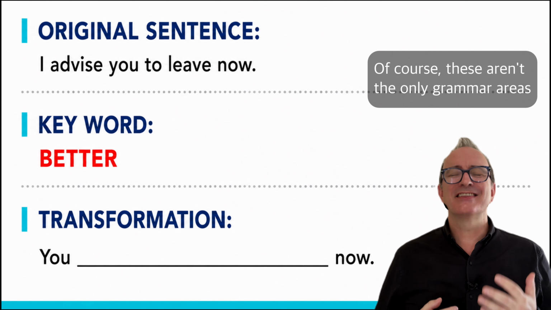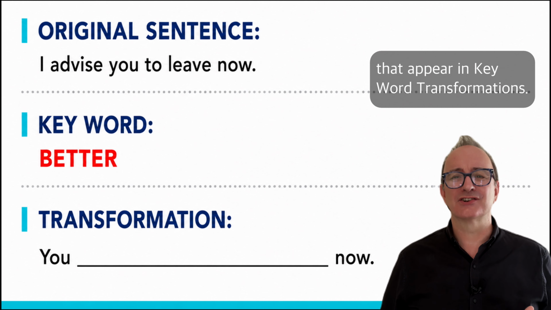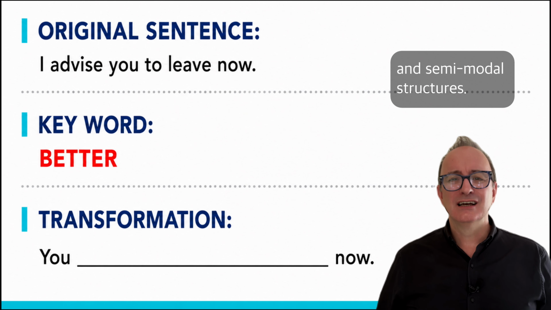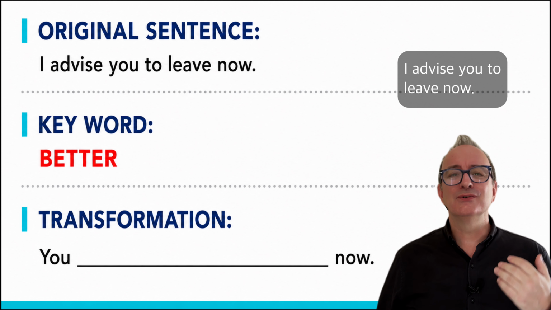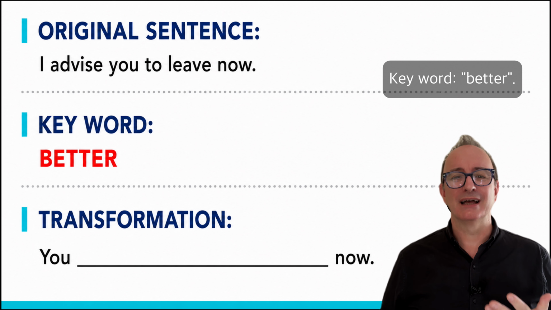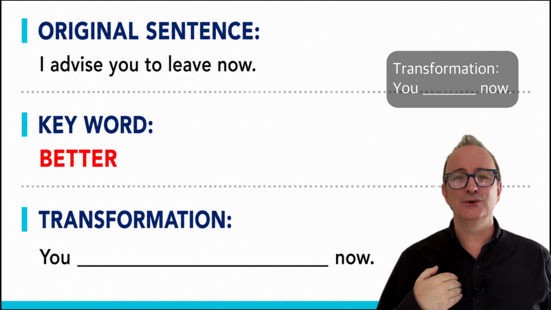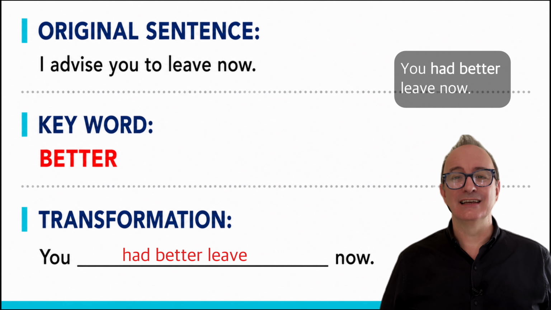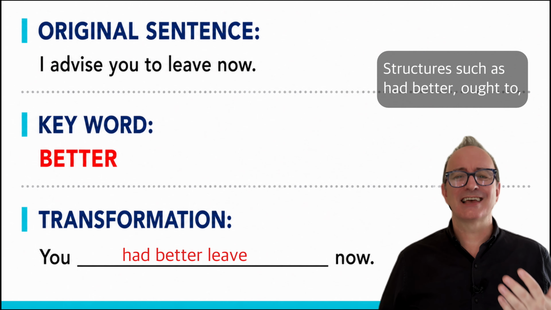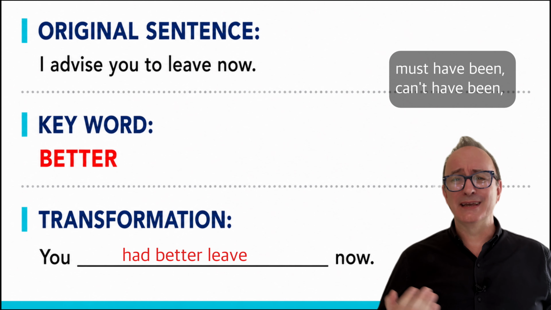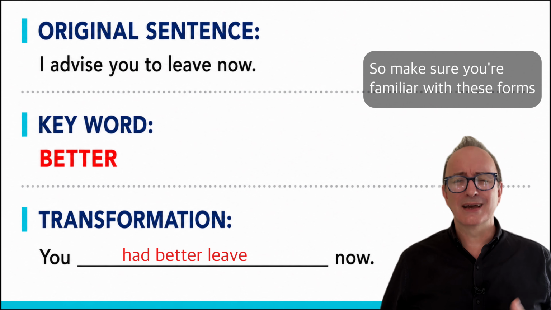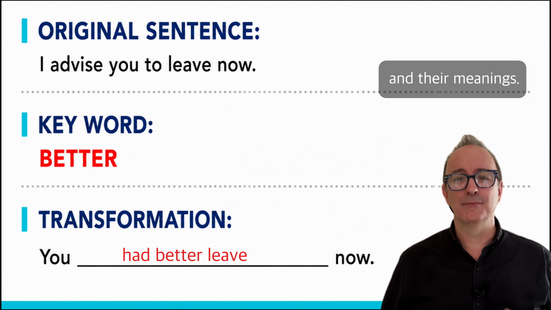Of course, these aren't the only grammar areas that appear in keyword transformations. Cambridge also tests modals and semi-modal structures. For example, "I advise you to leave now." Keyword: better. Transformation: you, gap, now. The answer is: you had better leave now. Structures such as "had better", "ought to", "must have been", "can't have been" appear regularly in keyword transformations, so make sure you're familiar with these forms and their meanings.